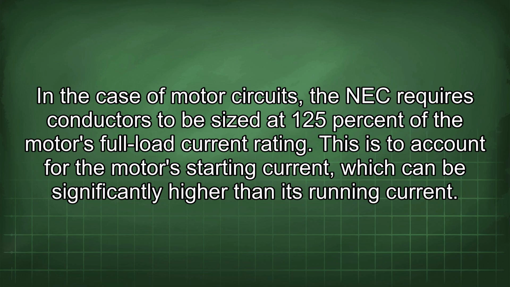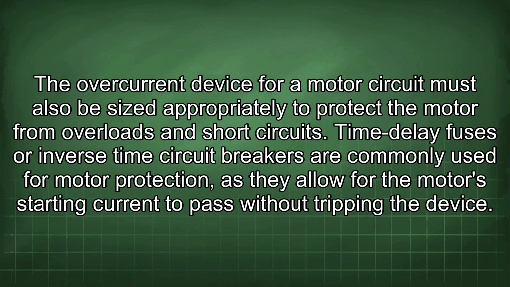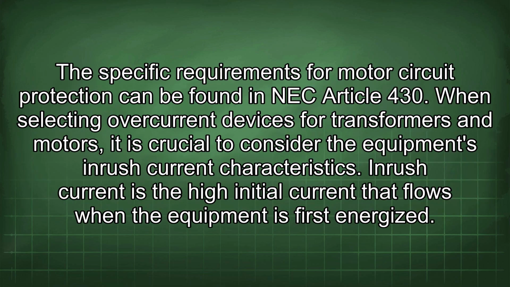In the case of motor circuits, the NEC requires conductors to be sized at 125% of the motor's full load current rating. This is to account for the motor's starting current, which can be significantly higher than its running current. The overcurrent device for a motor circuit must also be sized appropriately to protect the motor from overloads and short circuits. Time delay fuses or inverse time circuit breakers are commonly used for motor protection, as they allow for the motor's starting current to pass without tripping the device. The specific requirements for motor circuit protection can be found in NEC Article 430.